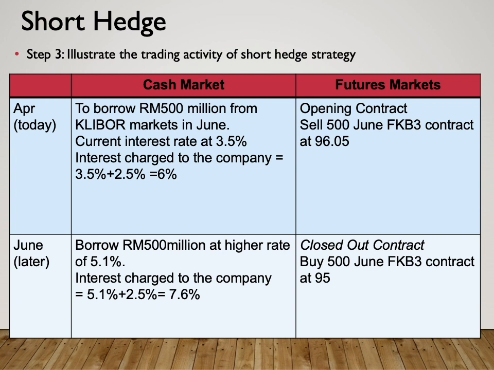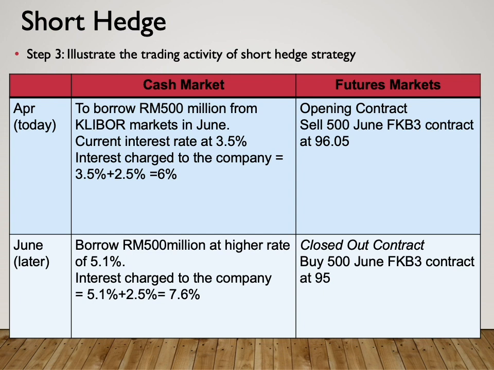When it comes to June, your company borrows 500 million at a higher rate of 5.1%, but your company needs to pay additional interest of 2.5% charged by the bank. So the interest charged to your company is 7.6%. Then you need to close out your transaction in the futures market. You start with sell, then close with buy. So you buy 500 June contracts at price 95.